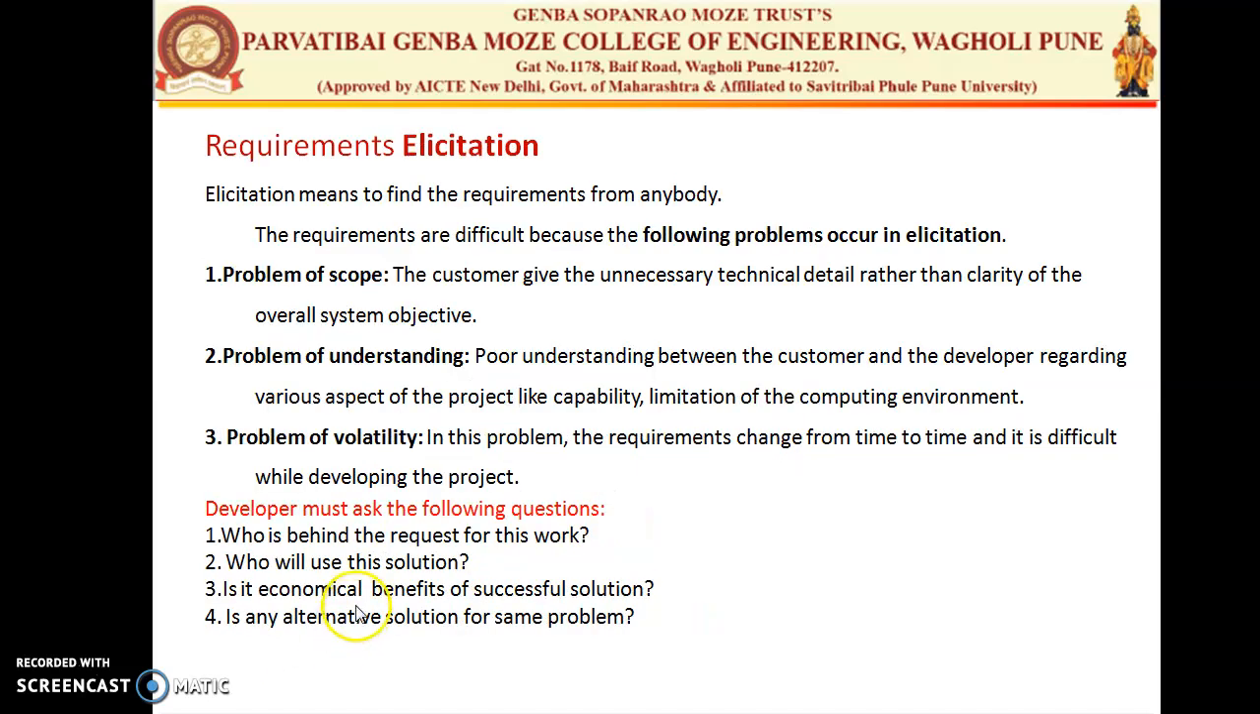Then the second is requirement elicitation. Elicitation means to draw out the truth or a reply from anybody. In relation to requirement engineering, elicitation is the task that helps the customer define what is required.